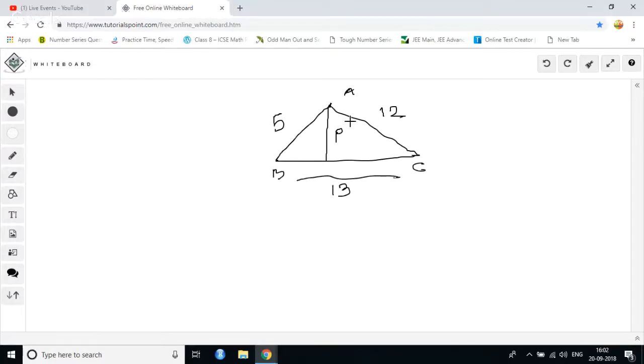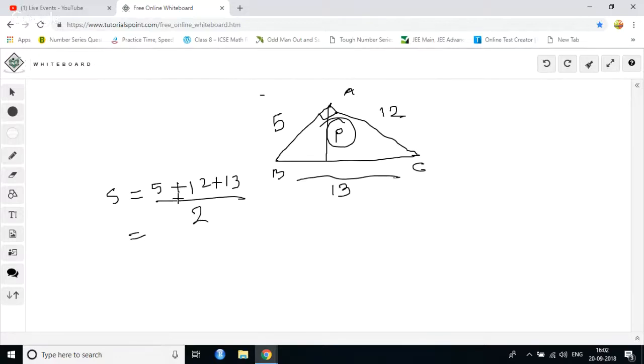So what would be the length of P? This question can actually be solved with the help of a right angle triangle also. This is a right angle triangle: 5 square plus 12 square is equal to 13 square. But I want to utilize the semi-perimeter method, which is Heron's formula. So S is equal to 5 plus 12 plus 13 divided by 2.